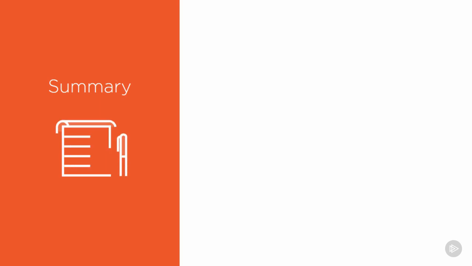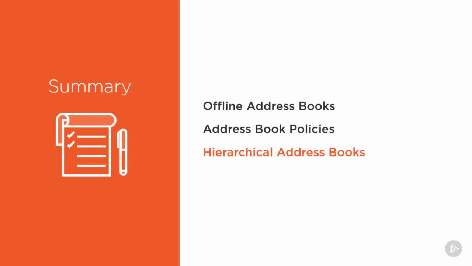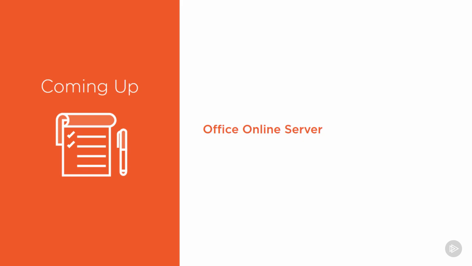So to recap, this module was about address books, which included offline address books, address book policies, and hierarchical address books. In the next module, we're going to look at deploying the Office Online Server.